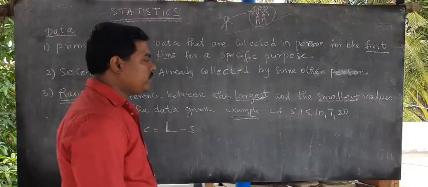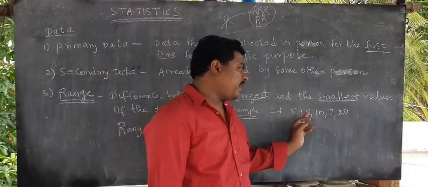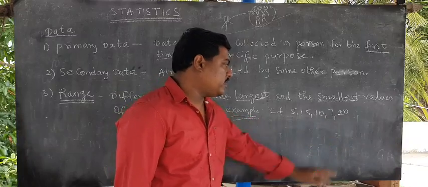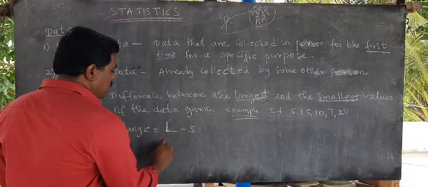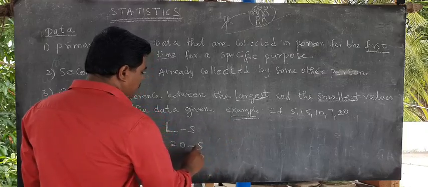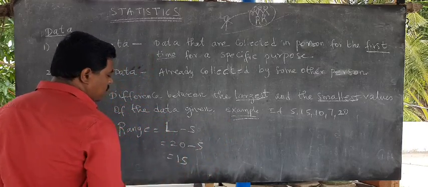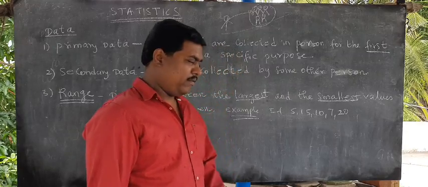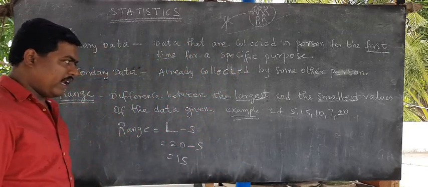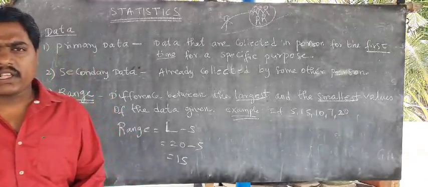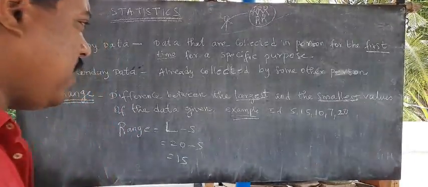For example, here the given data is 5, 15, 10, 7, 20. Which one is the largest number? 20 is the largest number. So 20 minus the smallest number 5. So here the answer is 15. So for this given data, the range is 15. So in a sum, if they are asking for range, we have to use this formula, right?